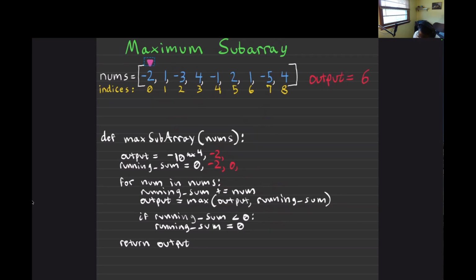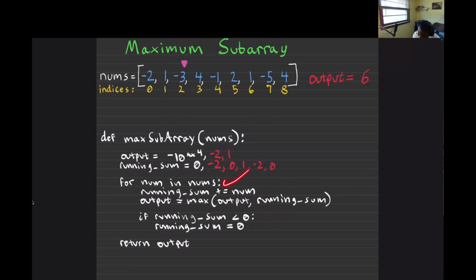And then we continue on in the for loop, right? So then we get here, running sum plus equals that num. So running sum becomes a 1. Output gets updated because 1 is greater than -2, right? We don't hit this if condition, so we continue on in our for loop. We get here, running sum becomes a -2, right? Because 1 plus -3 gives us a -2. Output does not get updated, and the running sum now needs to get updated, reset, I should say, to 0.